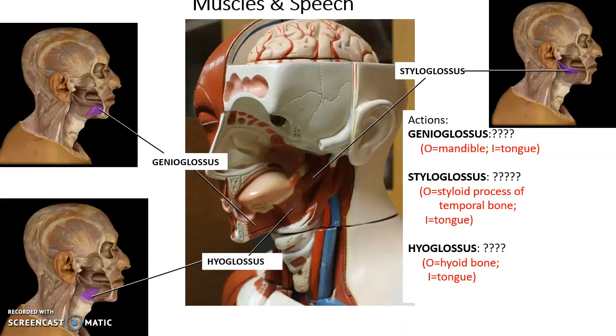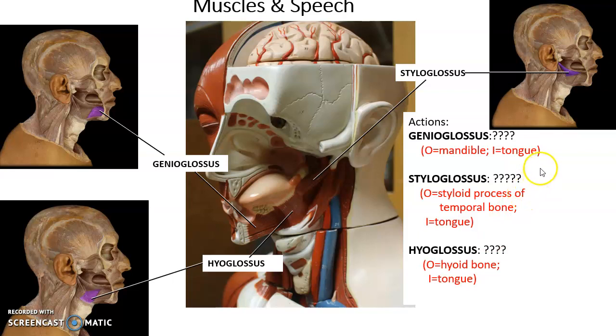All right, so muscles involved in speech. Some of the other muscles we talked about would be involved to some degree, but these muscles are important for moving structures specific to speech. For instance, we have the glossus muscles. They all move the tongue, glossus for tongue. We have genioglossus, which goes from the mandible to underneath the tongue. We have hyoglossus, which goes from the hyoid bone up to the tongue. And then styloglossus, which goes from the styloid process of the temporal bone to the back of the tongue.